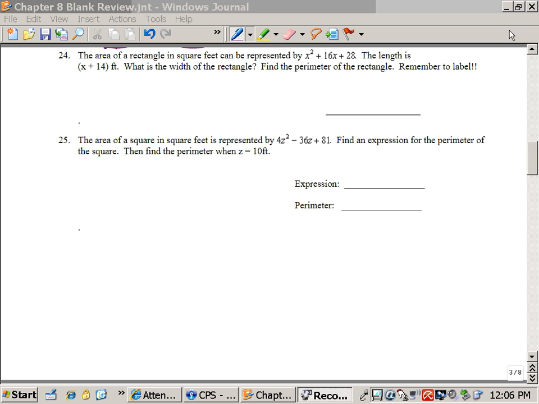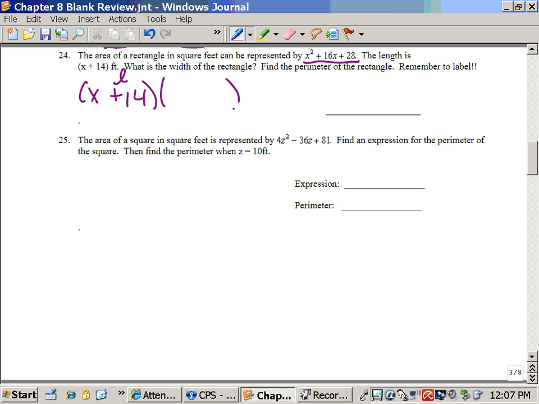All right, number 24. I have the area, x squared plus 16x plus 28. They give me that the length is x plus 14. I have to find out what the width is so that it equals x squared plus 16x plus 28. Well, 14 times 2 is 28. I need an x plus, and 14x and 2x is my 16x. So my width then is x plus 2.